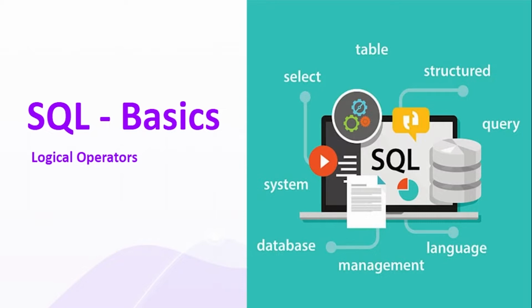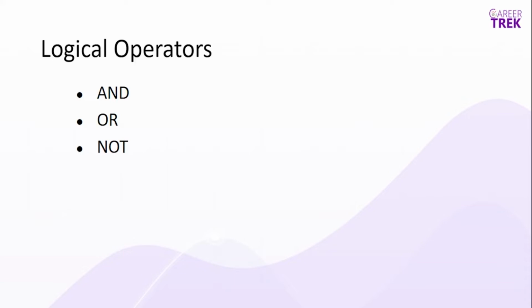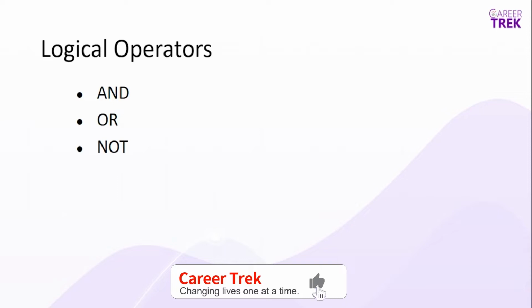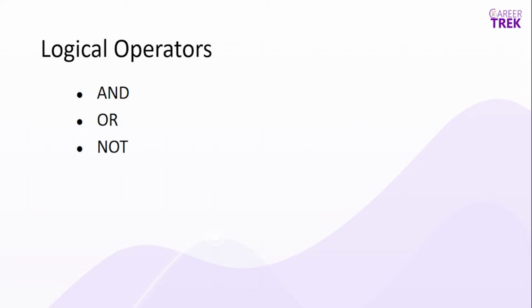Hello everyone. In a previous video, we have seen how we can use different comparison operators with the where clause to filter the data. In this video, we will be discussing how we can combine multiple conditions using the logical operators in the where clause. The logical operators allow you to use multiple comparison operators in a single query. The most basic and frequently used logical operators are AND, OR, and NOT.